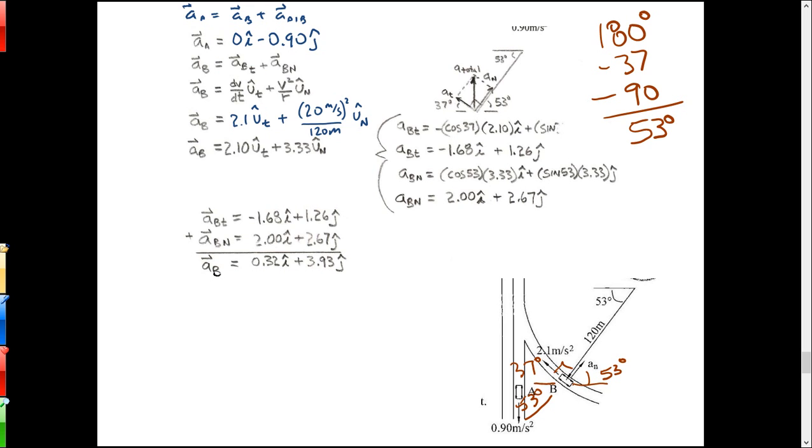So what you've got to do here is take each of these components, the tangential and the normal, and do the trigonometry to get them onto the XY axis system. For the tangential, it's up left at 37, so that's minus cosine 37 times 2.1, and that's the i, then plus sine 37 times 2.1, and that's the j. So that's negative 1.68i plus 1.26j.